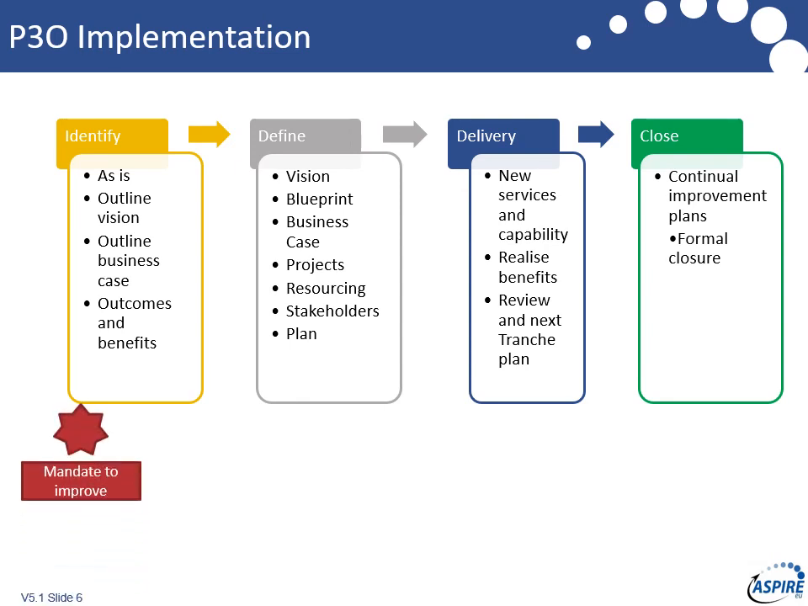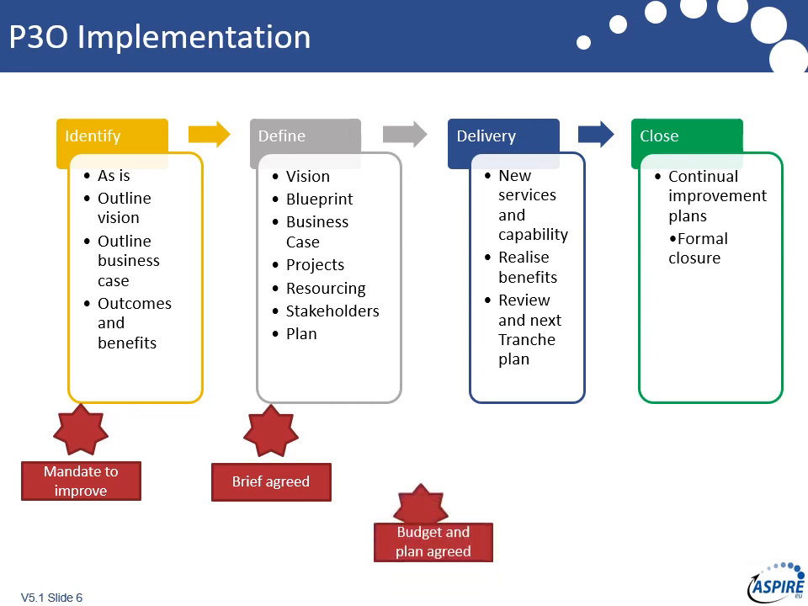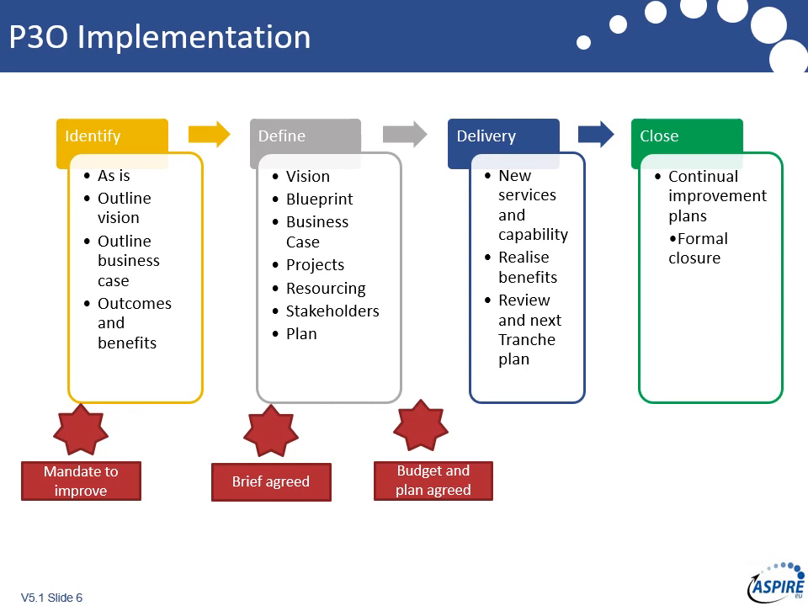So a couple of key points. We need to get a mandate to improve the services as they are. And once we've done the identification, we get a brief agreed to improve it, or you could be calling that your strategic outline business case. We then get our budget and plan agreed, and then we move into delivery. We get ourselves some outcomes, we get ourselves some benefits, and then we go through that delivery cycle in as many stages as is needed to hit the blueprint, and while the money's available.